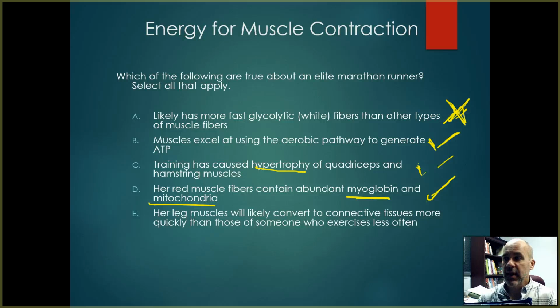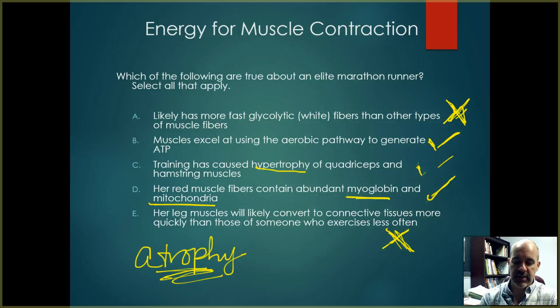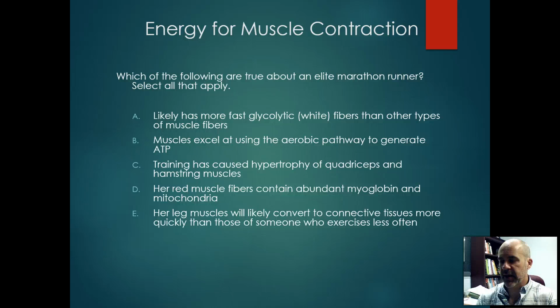So if a muscle fiber is going to do lots of that, you're going to need lots of mitochondria to support it. E, her leg muscles will likely convert to connective tissues more quickly than those of someone who exercises less often. And hopefully you're thinking no on that. Muscles are kind of use them or you lose them. So as you age, yeah, some of your muscle fibers die if they're not being used frequently enough. There's nothing stimulating them to keep them alive, and then they wind up converting over to connective tissue, and that's why as you get older, your muscles tend to not hypertrophy, but atrophy. That's the opposite, where they tend to kind of wither away, and the skeletal muscle tissue gets replaced with connective tissue.